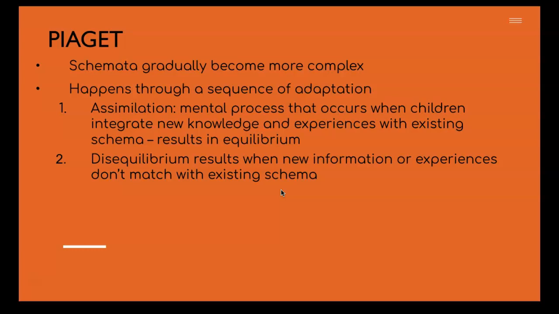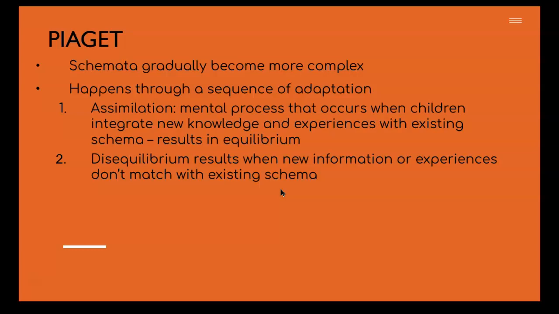Disequilibrium results when new information or experience doesn't match the existing schema. So when a baby can't get the toy that it sees, it realizes that it has to reach for it. And before it starts to reach, it may cry, right? That child may cry because there's disequilibrium, if we can't understand something.